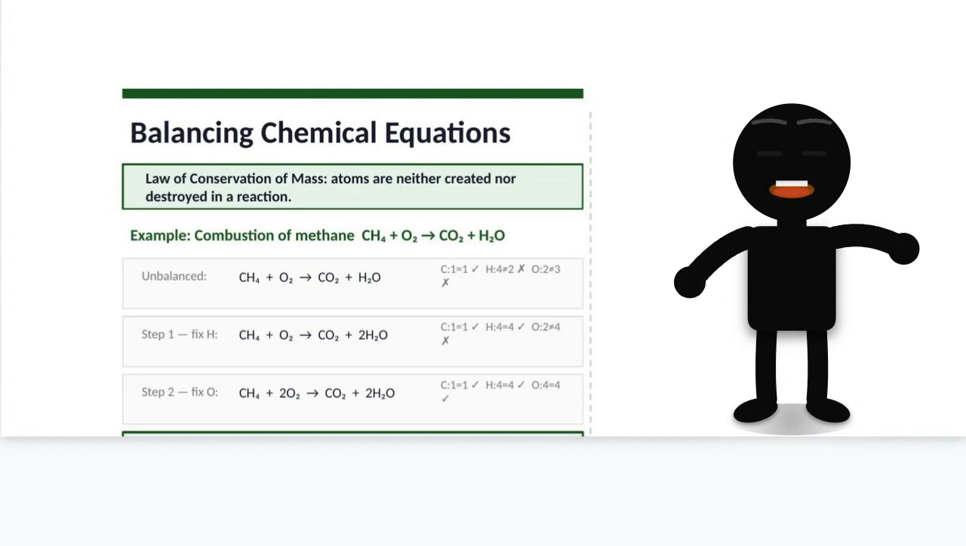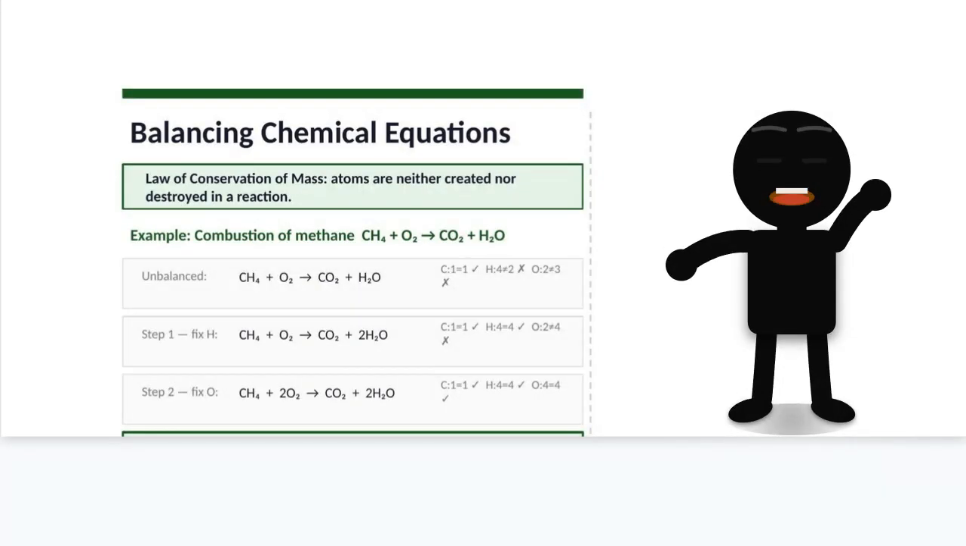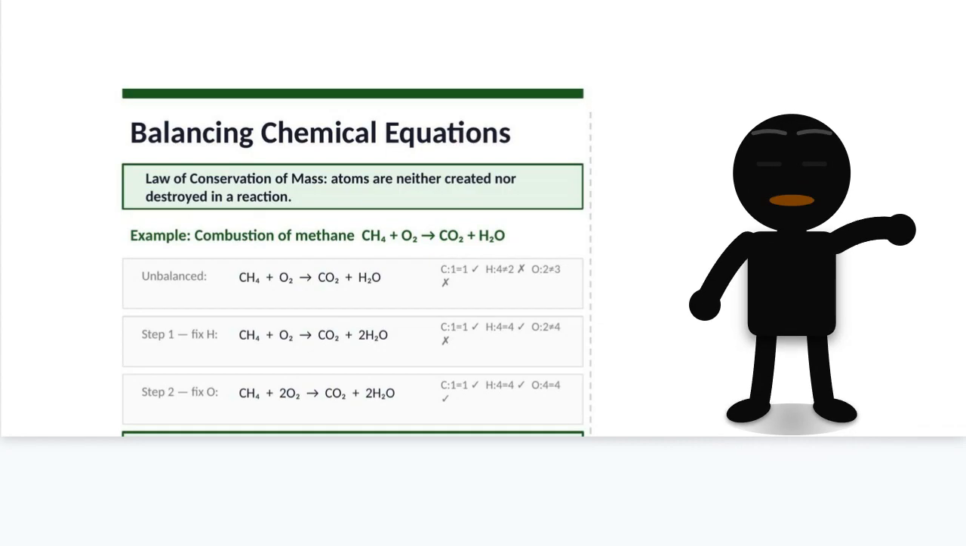Every stoichiometry problem starts with a balanced chemical equation. Why must it be balanced? Because of the law of conservation of mass, atoms cannot be created or destroyed in a chemical reaction. The same number of each type of atom must appear on both sides of the equation.